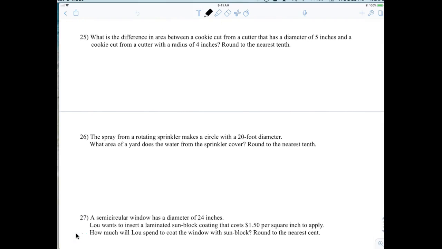25. It says, what is the difference in area between a cookie cut from a cutter that has a diameter of 5 inches and a cookie cut from a cutter with a radius of 4 inches? So again, let's look carefully. I've got a diameter of 5 inches and a radius of 4 inches. If you don't read carefully, you'll make a mistake.